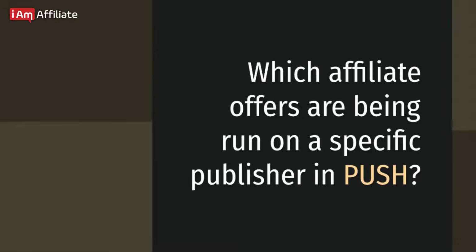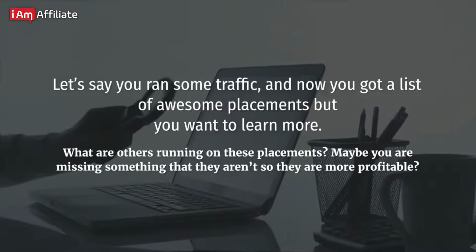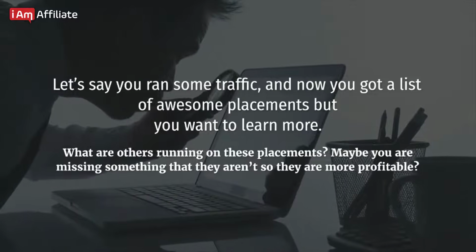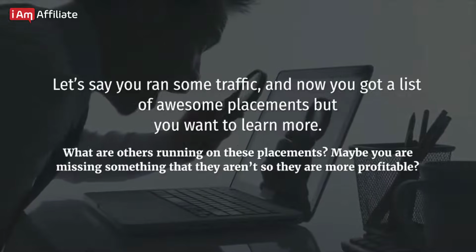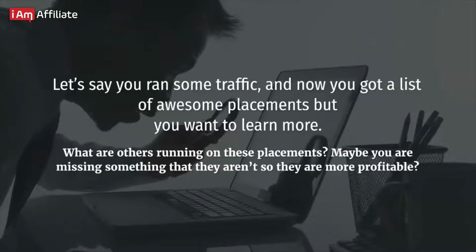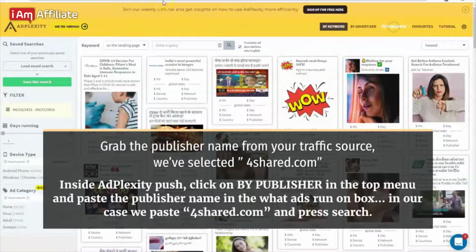Which affiliate offers are being run on a specific publisher in push? Let's say you ran some traffic, and now you got a list of awesome placements, but you want to learn more. What are others running on these placements? Maybe you are missing something that they aren't, so they are more profitable. Grab the publisher name from your traffic source.